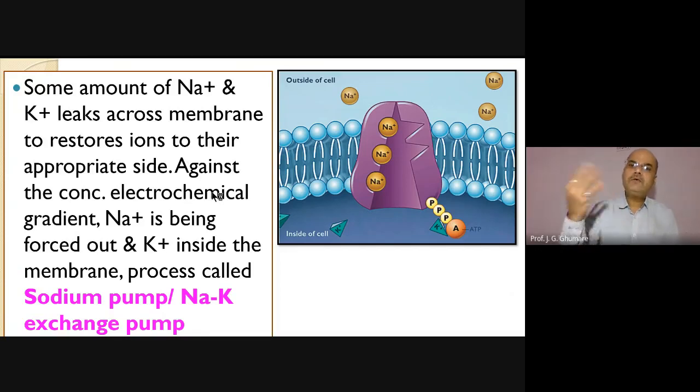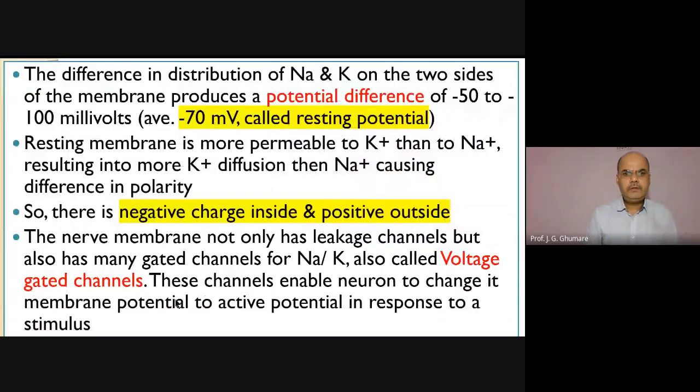And this is against the concentration gradient. So remember, when we move against the concentration gradient, we require energy, and that energy is supplied by ATP. Sodium is forced out and potassium inside, and this pump is called the sodium pump, or the sodium potassium exchange pump, remember. So to keep this membrane positive outside and negative inside, we have a pump that operates here, called the sodium potassium pump, remember.